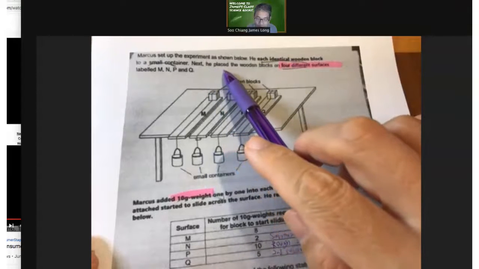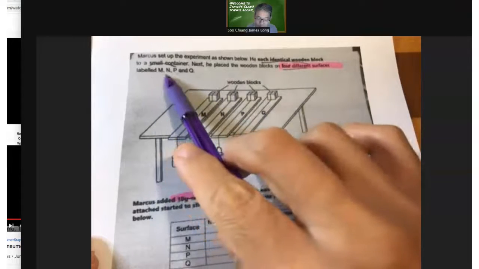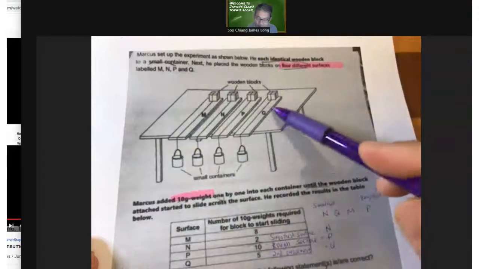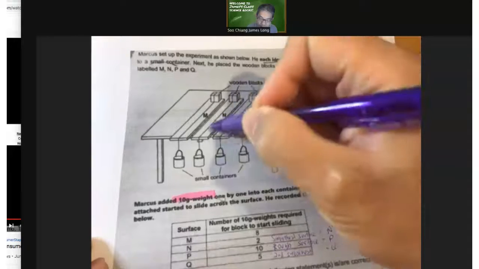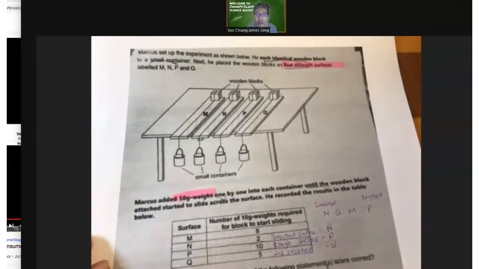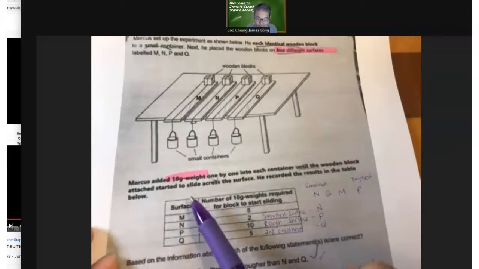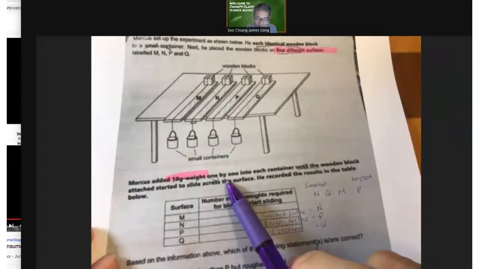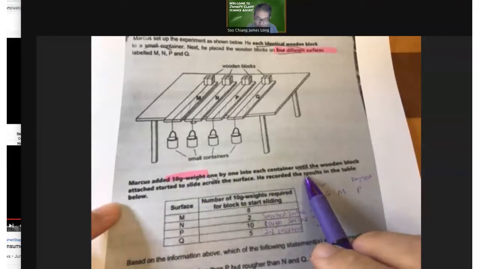Next, he placed the wooden blocks on 4 different surfaces labeled M, N, P, Q, R. These are 4 different surfaces, referring to this Q surface, P surface, N surface, and M surface. Alright. Now, next one. He added 10 gram weights one by one into each container until the wooden block started to slide across the surface.